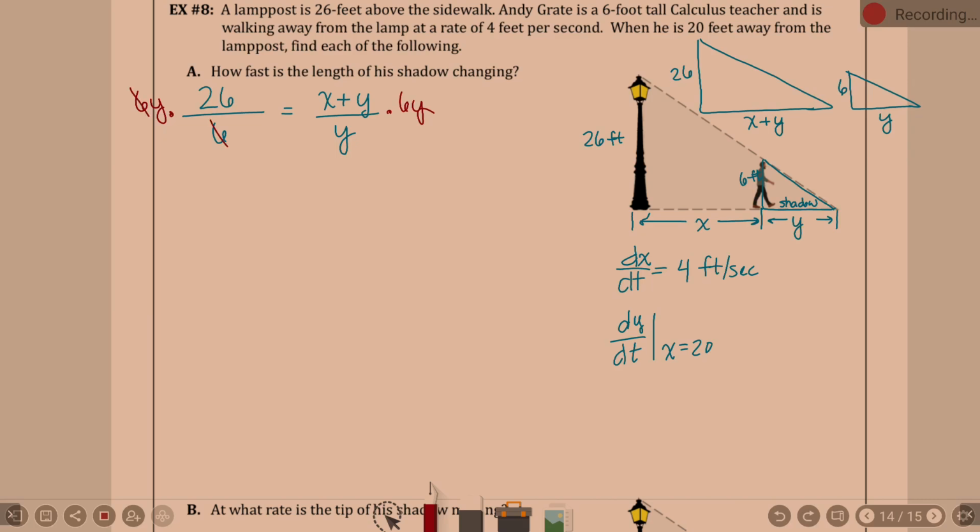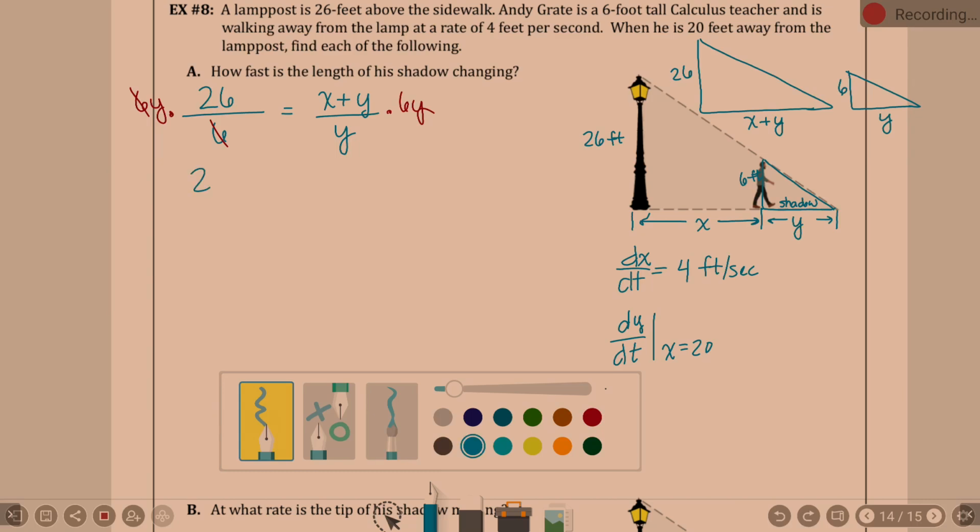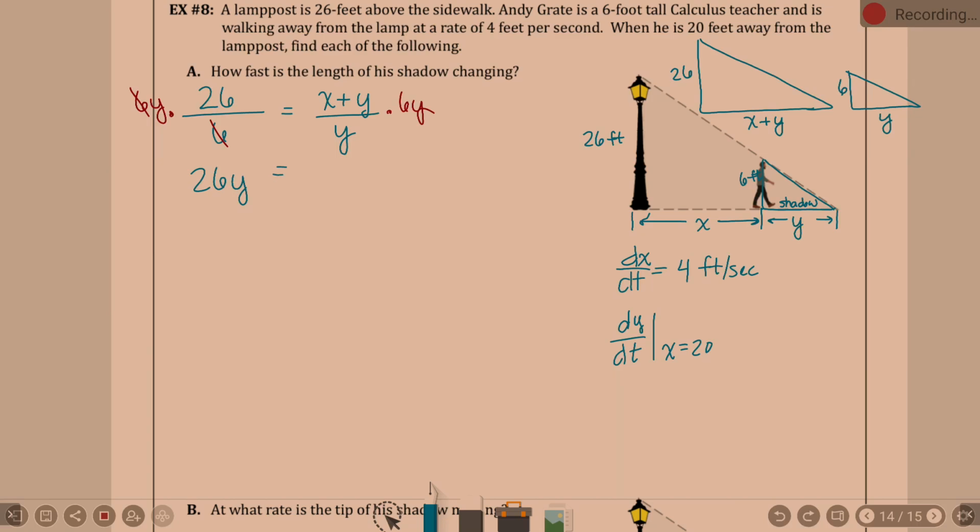6's cancel. You have 26y. Y's cancel. You have 6 times x plus y. Now, I would much prefer to just do what Doc did and say cross products, because 26 times y, 6 times x plus y. That's why I say cross products. But you can only do that when it's a fraction equal to a fraction. It doesn't work when you have fraction plus fraction equal to something. It only works with fraction equal to fraction.